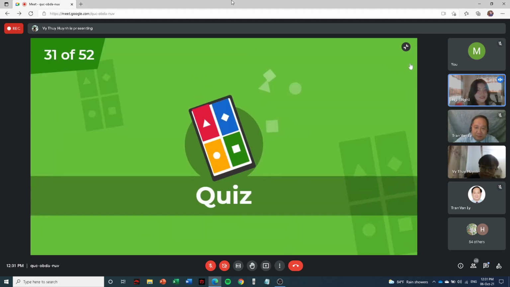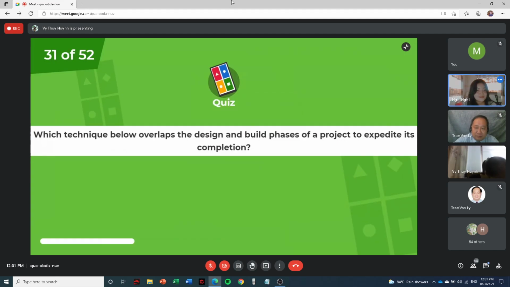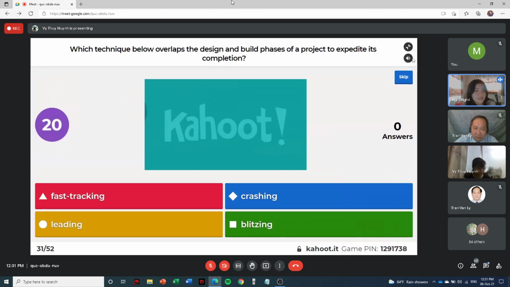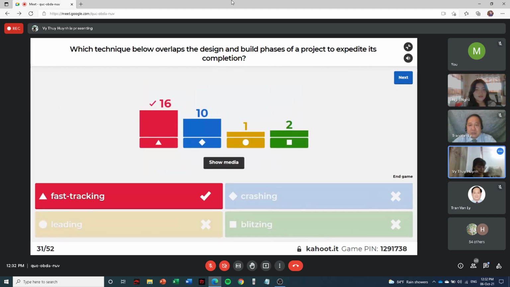Okay, next question. We're halfway there, guys. Be patient. So which technique below overlaps the design and build phases of a project to expedite its completion? Yes, it's fast tracking.